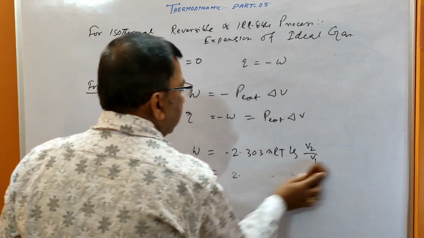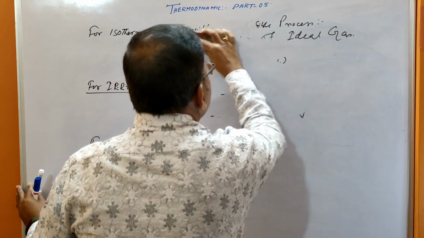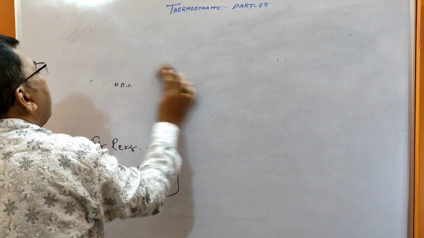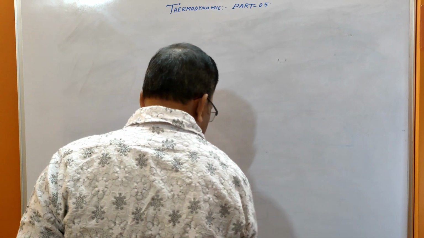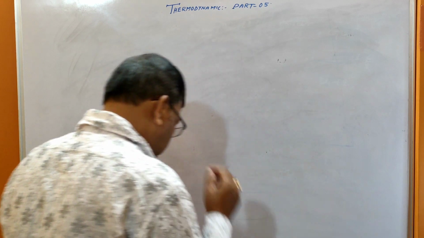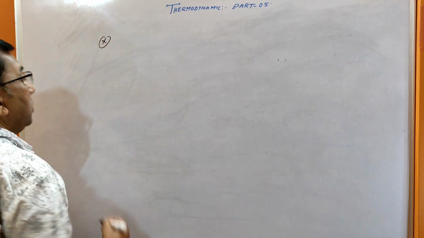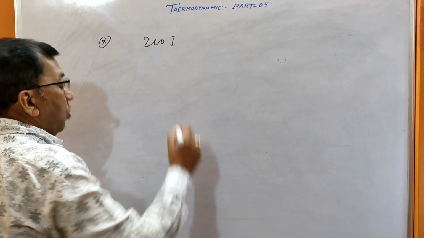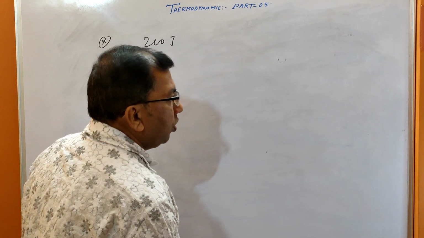Next, in case of the first law of thermodynamics, I am now discussing one or two numerical problems. So what is the numerical problem? Numerical problem 1: suppose 200 joule of work done.